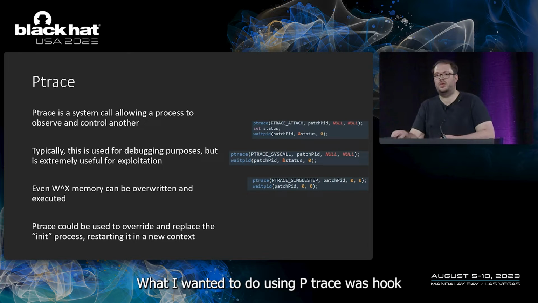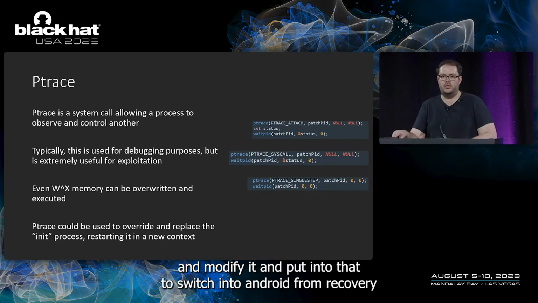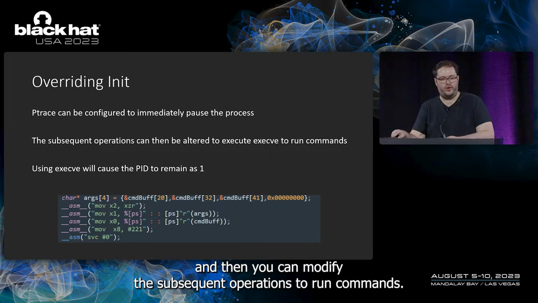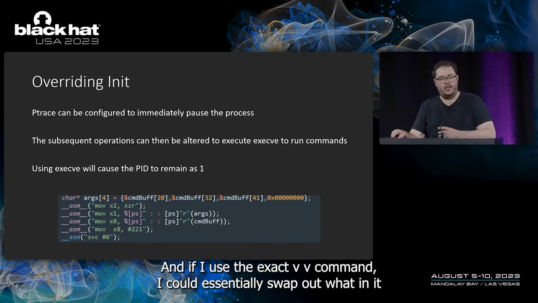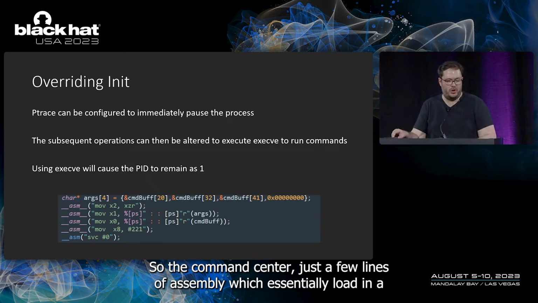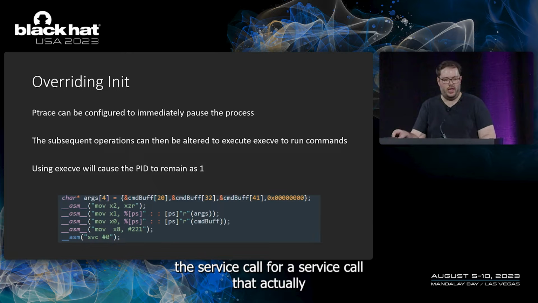What I wanted to do using ptrace was hook into the init process of Android, which is the first process that runs, and modify it and poke into it to switch into Android from recovery. Ptrace can be configured to immediately pause the process, and then you can modify the subsequent operations to run commands. And if I use the execve command, I could essentially swap out what init was with a whole new process by itself without affecting the device whatsoever. So the commands here are just a few lines of assembly, which essentially load in an execve command and then perform the service call.